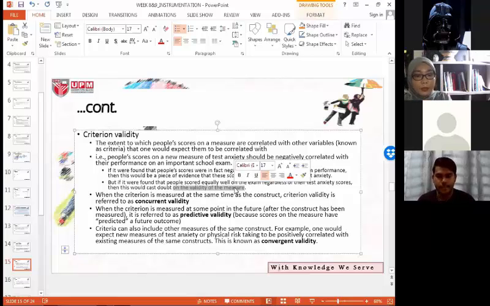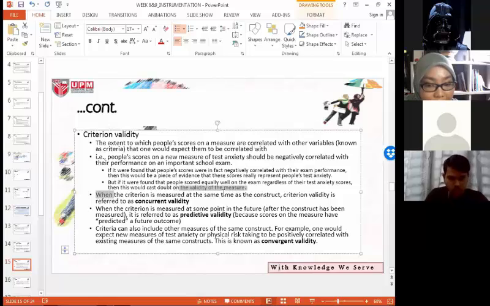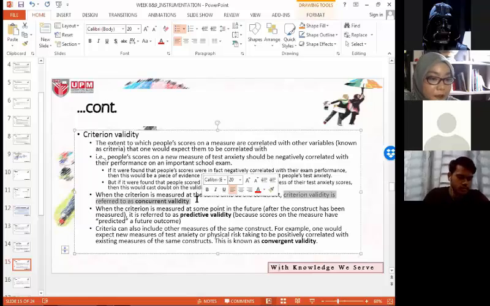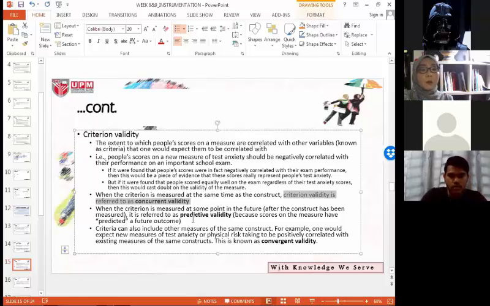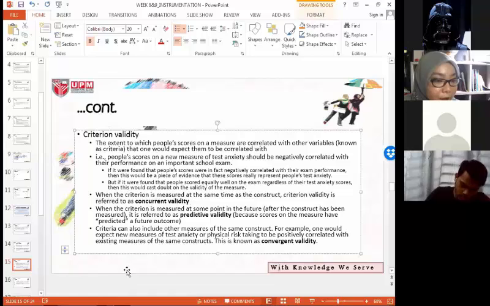Understand? Okay, so the criterion validity has two types. When the criterion is measured at the same time as the construct, criterion validity is referred to as concurrent validity. And if the criterion is measured at some point in the future, after the construct has been measured, it is referred to as predictive validity, because the measure has predicted a future outcome. So there are two: concurrent validity and predictive validity.